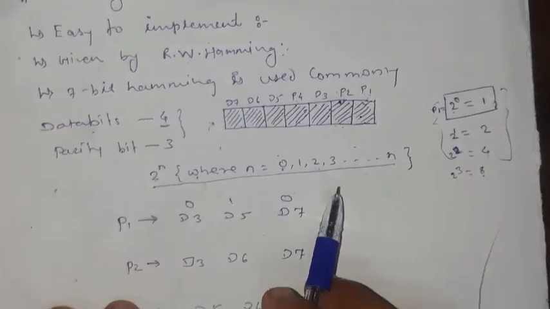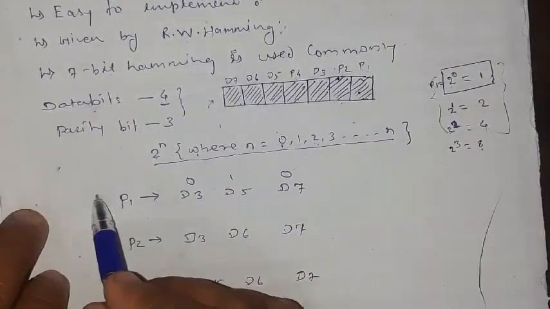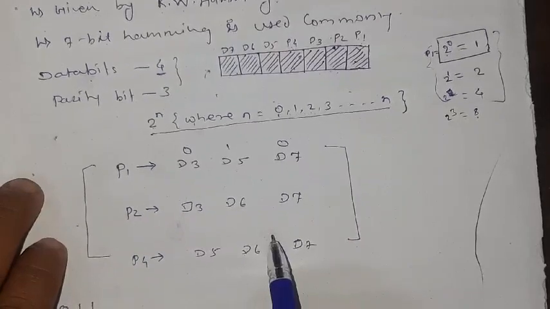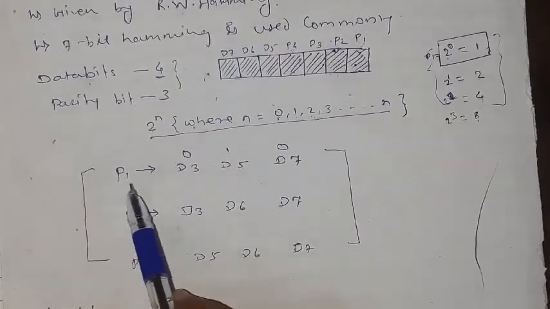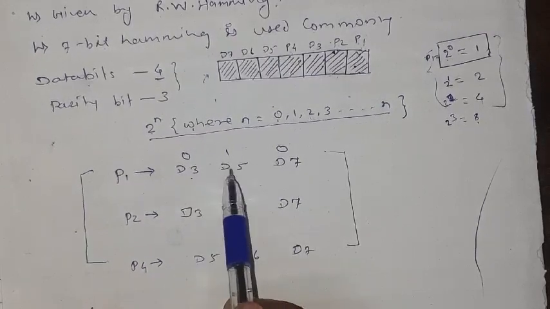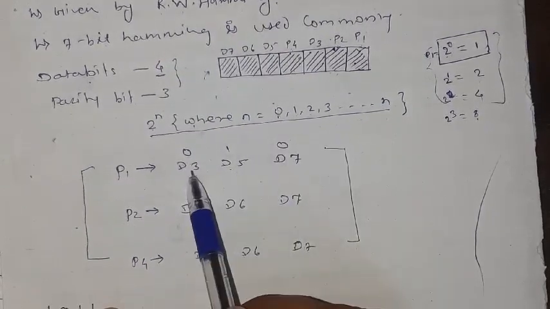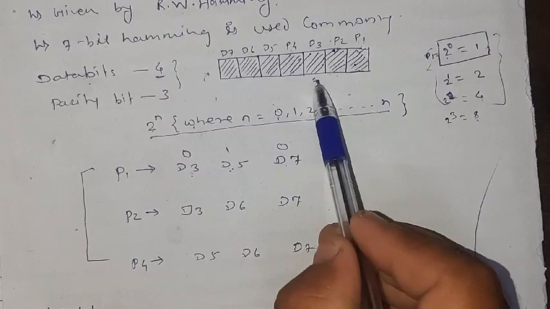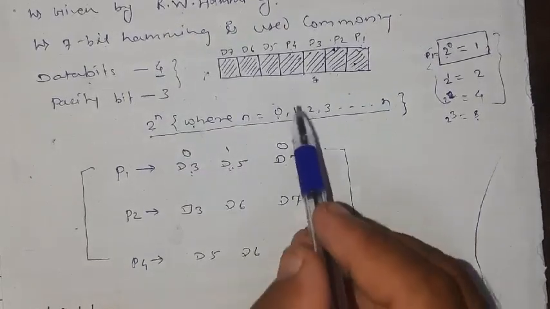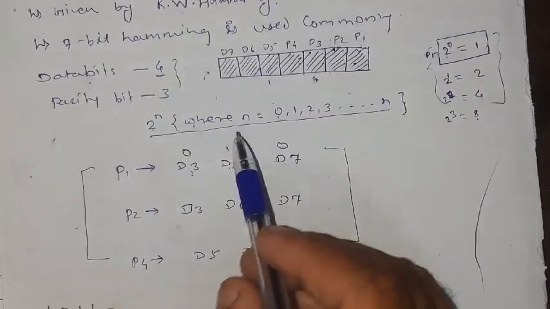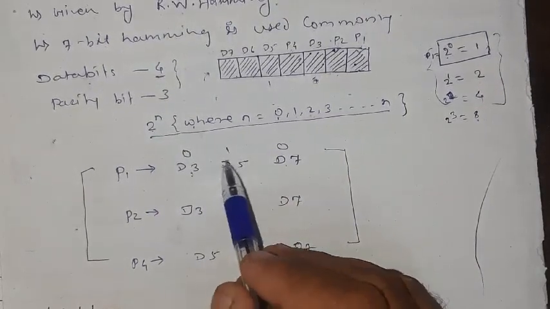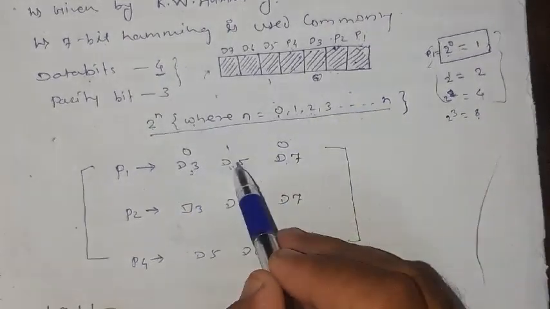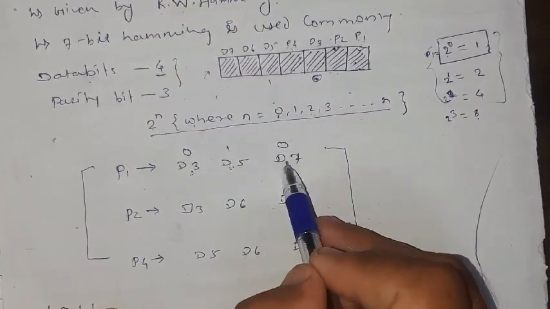Okay, now next, the parity bit associated with data bits, this is a standard thing, you must remember this. So here P1 is associated with D3, D5 and D7. Suppose the value of D3 is 0. The value of D5 is 1. And the value of D7 is 0.